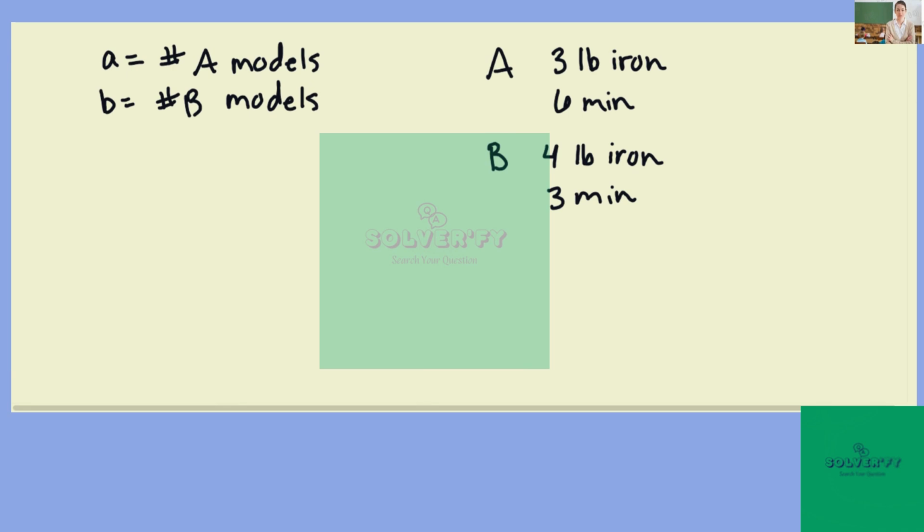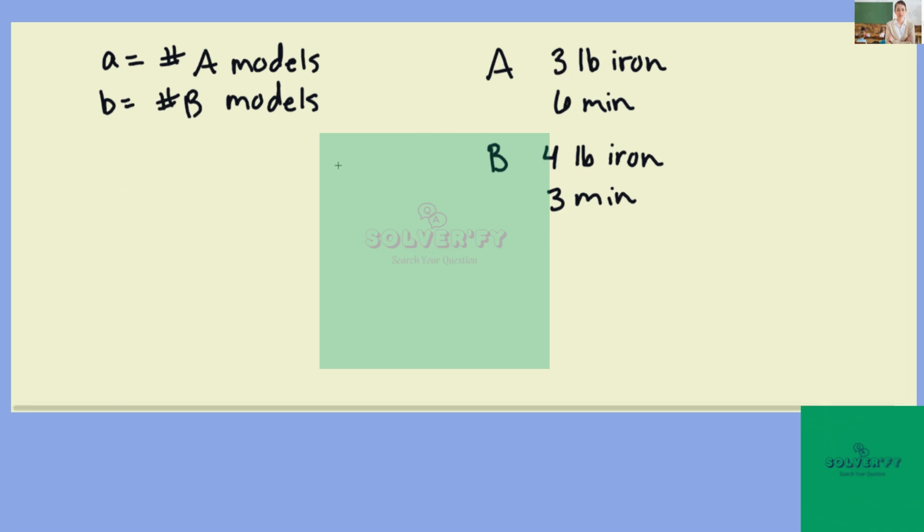We have two models here, Model A and Model B. To produce Model A requires 3 pounds of iron and 6 minutes of labor, and to produce Model B requires 4 pounds of iron and 3 minutes of labor. So what we need to do is create an equation that will allow us to find out the number of A models and number of B models needed to maximize our profits given the amount of iron and labor minutes that we have. So I'm going to use A to represent the number of A models and B to represent the number of B models.